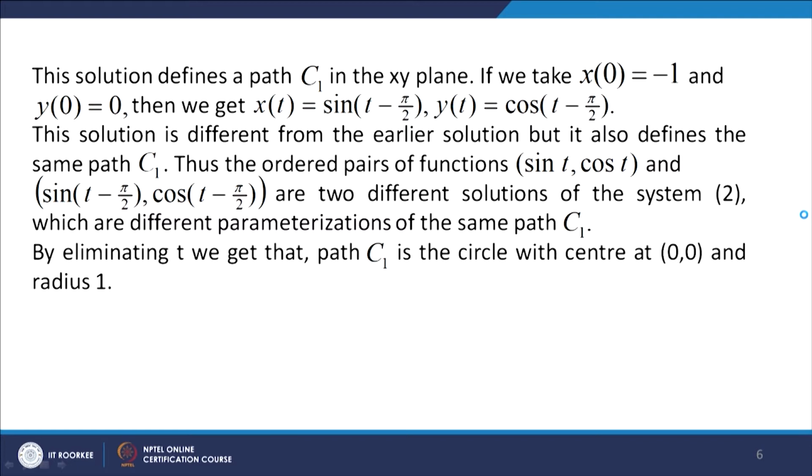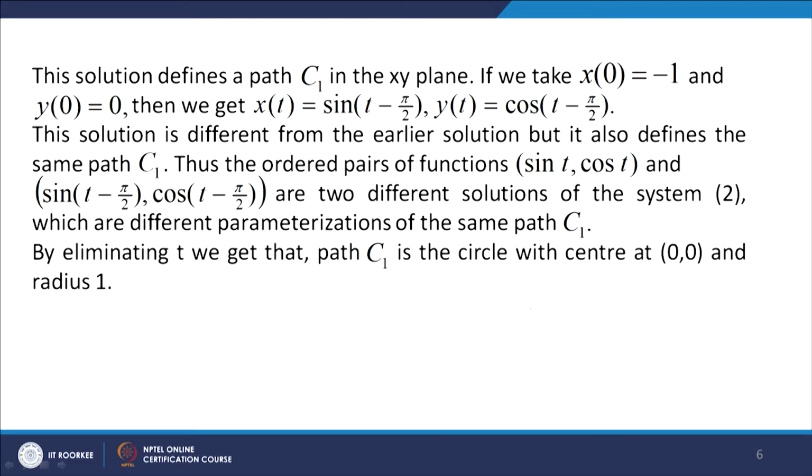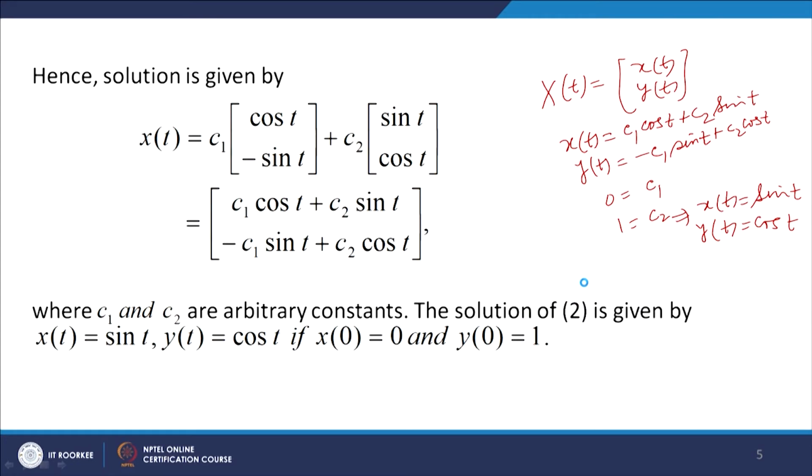If we take x(0) equal to -1, so we have x(t) = sin t, y(t) = cos t. Oh no, we have x(t) equal to C1 cos t + C2 sin t.